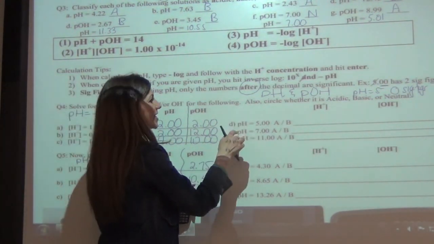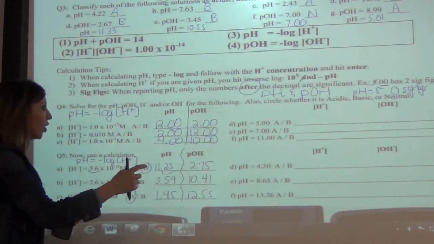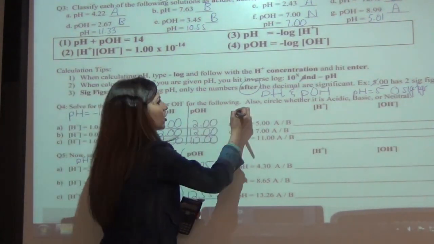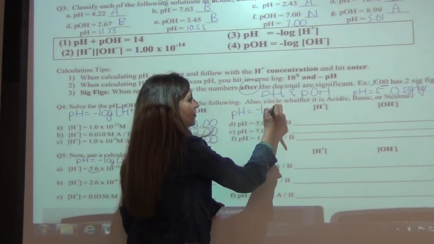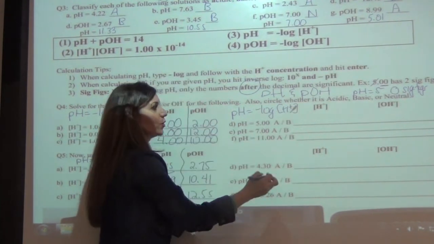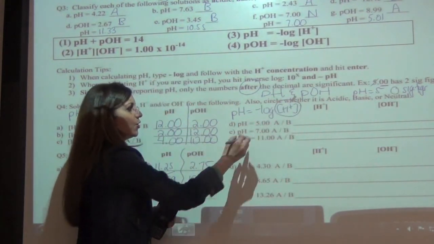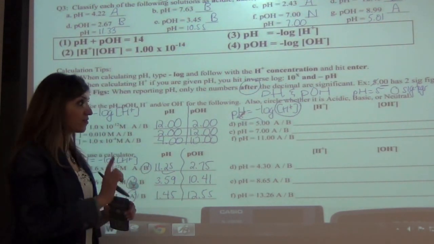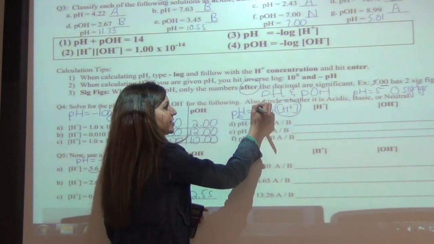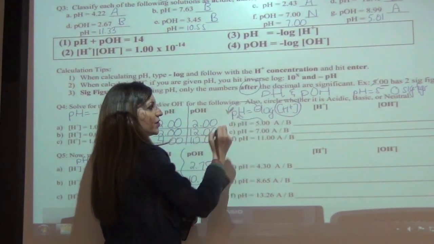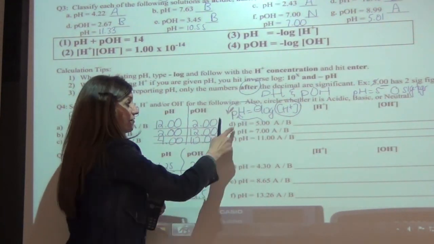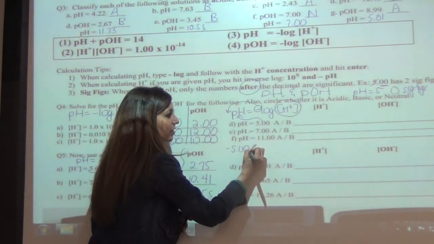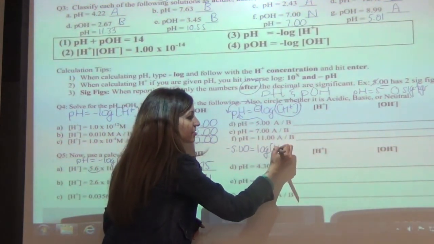So in this case, they give us the pH and they want to know what was your concentration in molarity. So we know the equation is still pH equals negative log of H plus. But what we're looking for is this. We know the pH. So as far as our order of operations goes, the first thing that we need to do is take the negative and shift it over to the other side. And so now what we get, for example on letter D, is that negative 5.00 is equal to the log of H plus.